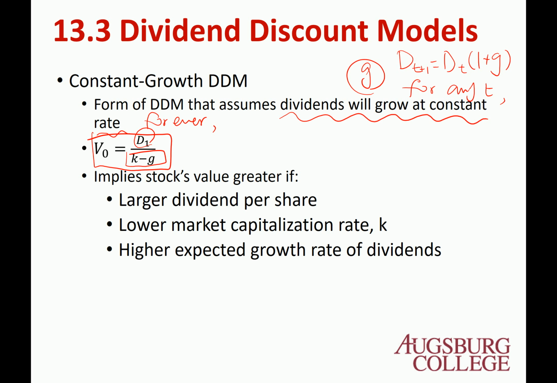So we have a big assumption: we need to have a certain growth rate. It implies the stock value is greater if you have a large dividend. So if the dividend is larger, then V is greater. If the market cap rate K is lower, then V is larger. If you grow more, then V is larger. And this is also intuitively right. So these are the factors that may affect the stock value.